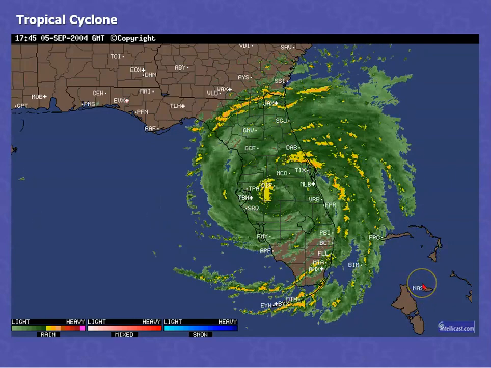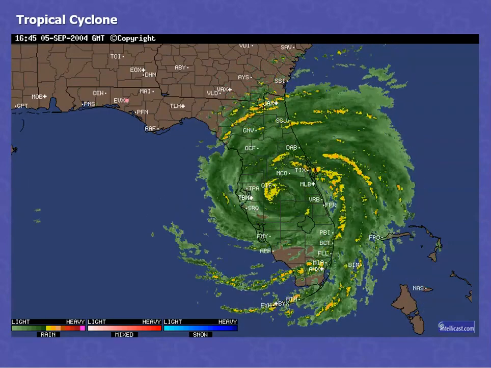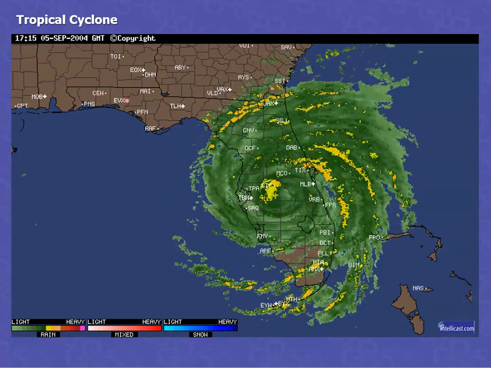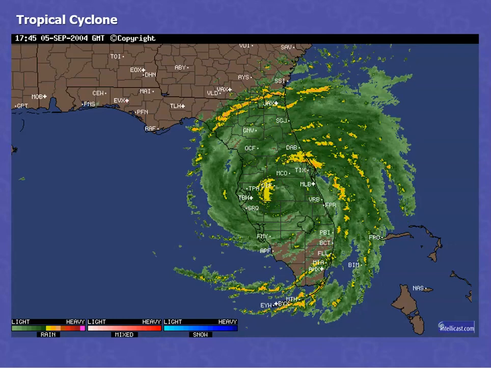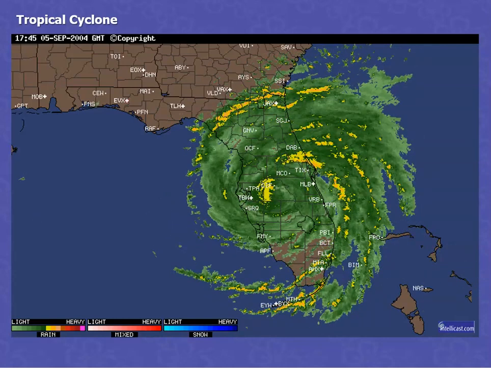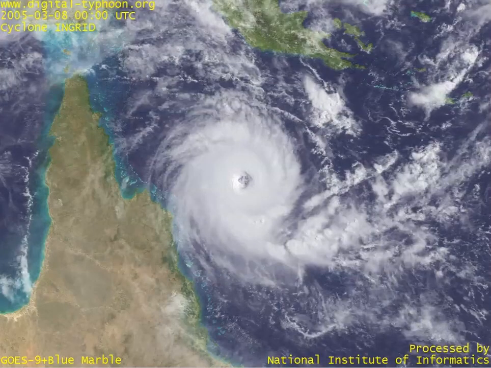This is a hurricane from 2004. Tropical cyclone moving through Florida. You can see the cyclonic motion here, except it's moving significantly faster. The higher winds mean the spiral is moving faster. In the southern hemisphere, everything's reversed. And so a tropical cyclone, instead of spinning counterclockwise, spins clockwise. So here you can see the clockwise spiraling.